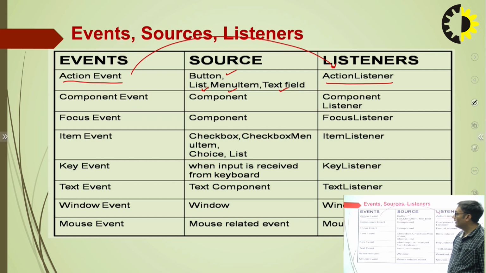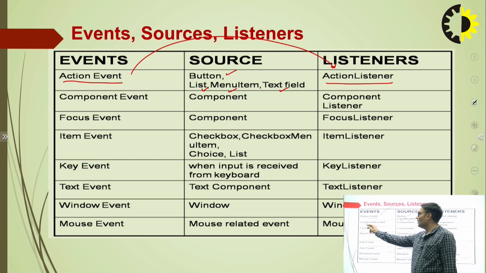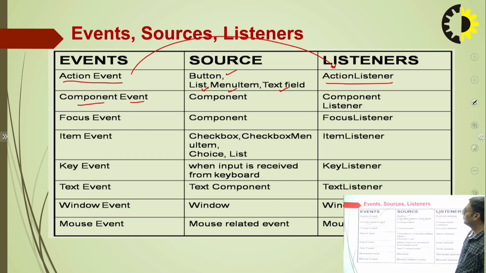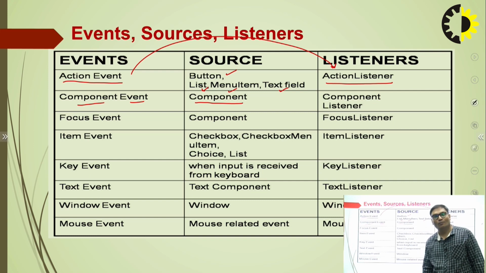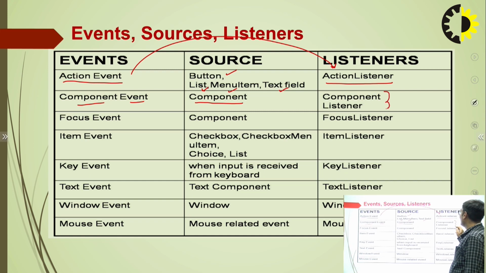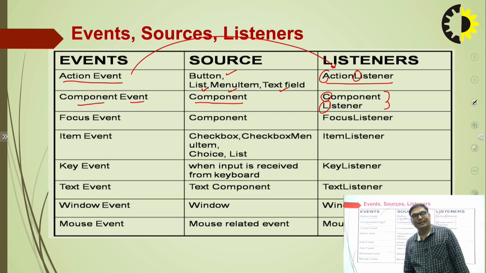Now, the second category of events is component event. For component event, the sources can be any GUI based component, and the listener corresponding to the components is component listener. So here A is capital, L is capital. Here C is capital, L is capital. So all the listener classes are case sensitive.